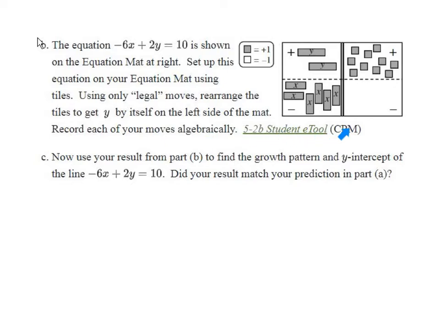Right now, open up the 5-2b Student E-tool from your ebook. That will help you as the equation mat will already be set up for you. So work through letter B using your legal moves to get y by itself. Record your moves algebraically. And then try to answer letter C. You'll use your result from part B to find the growth pattern and the y-intercept of the line negative 6x plus 2y equals 10. And then reflect: did your result match your prediction from part A?